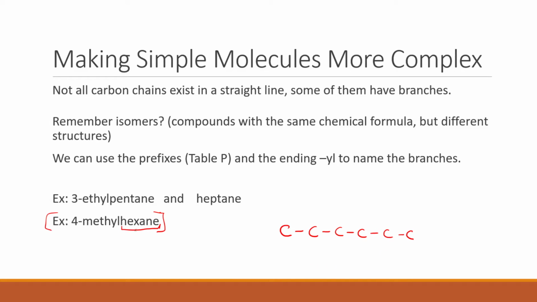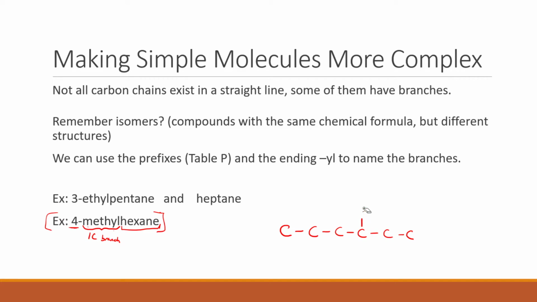Then I would go right back to front still, and I would say methyl, looking at table P, that's 1 carbon. The YL tells me it's a branch. So I've got 1 carbon that I'm going to attach somewhere. And this 4 is going to tell me it goes on the 4th carbon. 1, 2, 3, 4. Branch of 1 carbon.